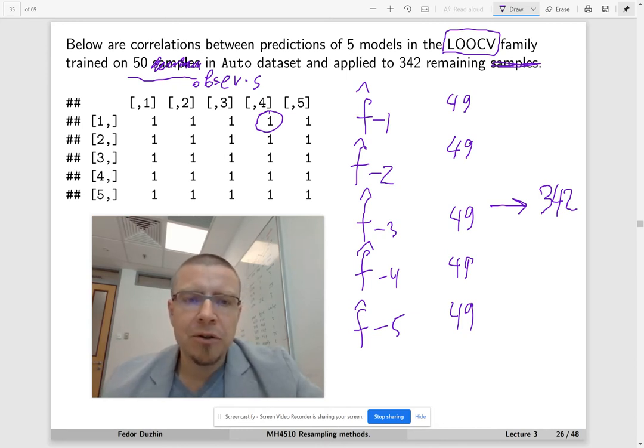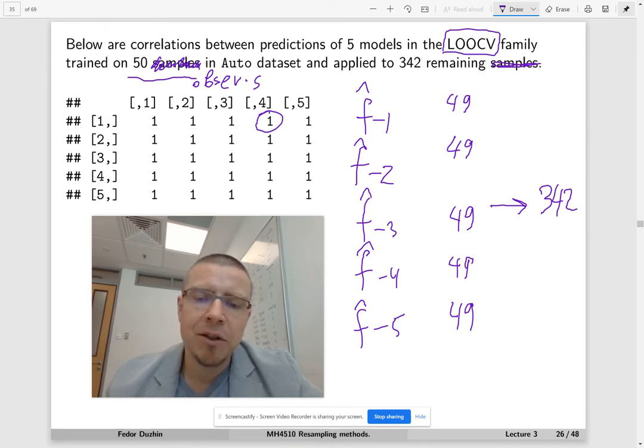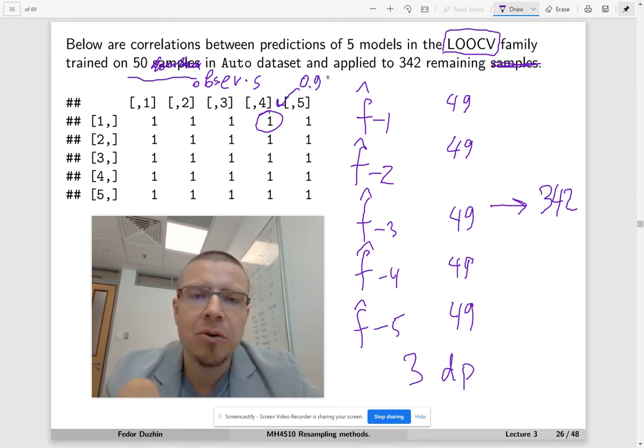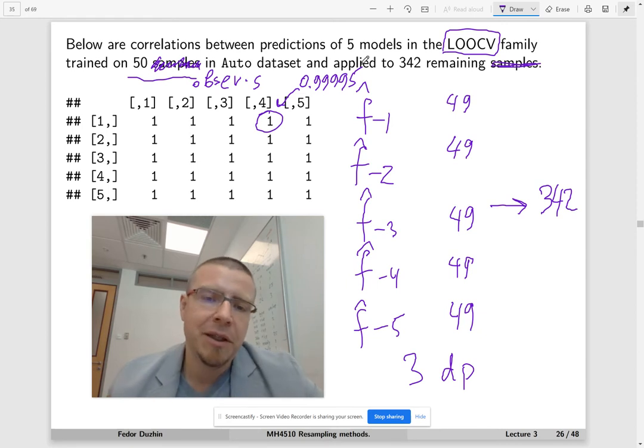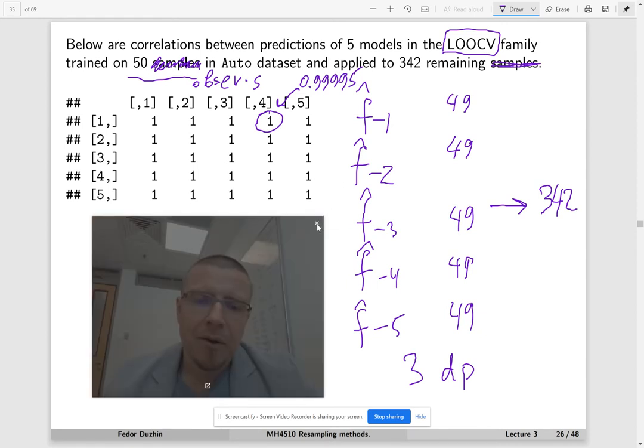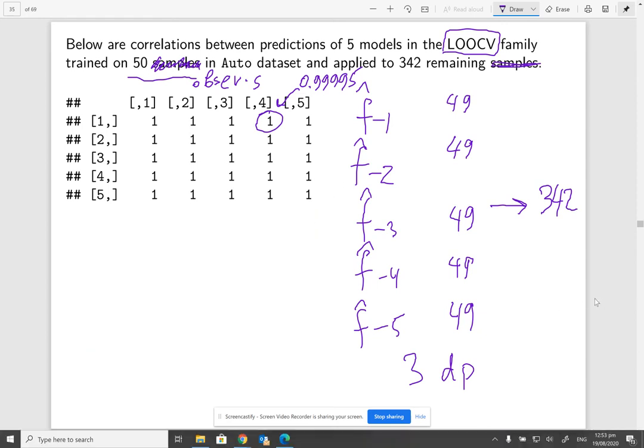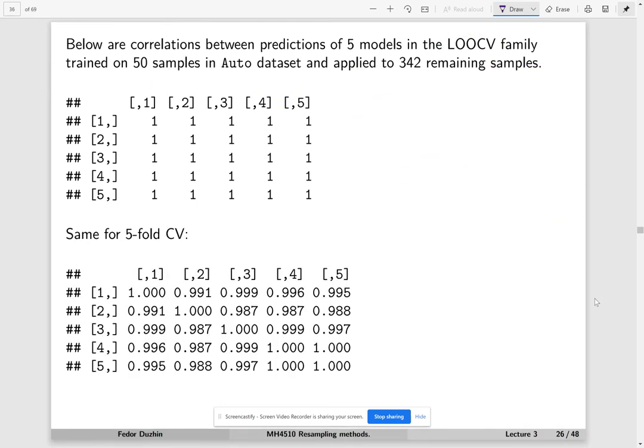Now, to be honest, they are not precisely 1, so I just reported these correlations. They're not exactly 1, so I rounded them to 3 decimal places. The true numbers here are something like 0.00005 or something like this. But when rounded to 3 decimal places, they all become precisely 1. Okay, so then I did the same thing for 5-fold cross-validation.